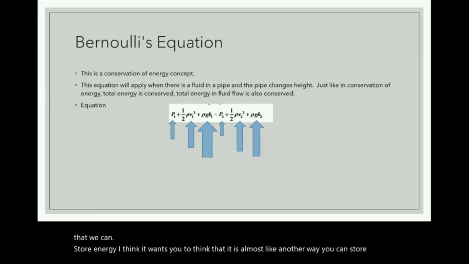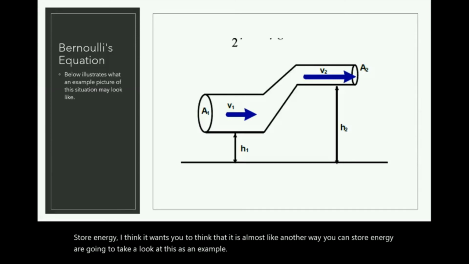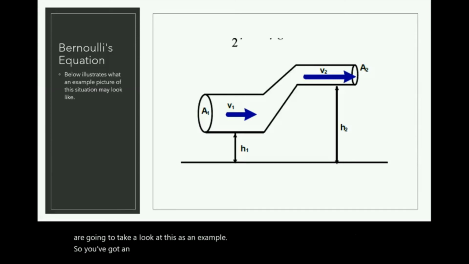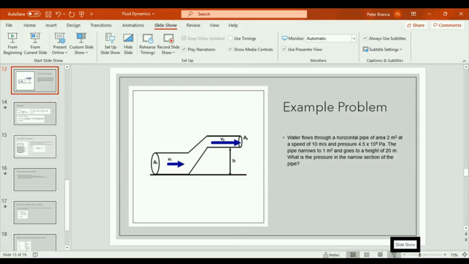All right, we're going to take a look at this in an example. You've got an example of just a little pipe, and one of the things that you'll notice is it's going uphill and it's getting constricted. So when you see a problem like this, this would be a time when you go, okay, I'm going to use Bernoulli's equation, with some numbers and everything.